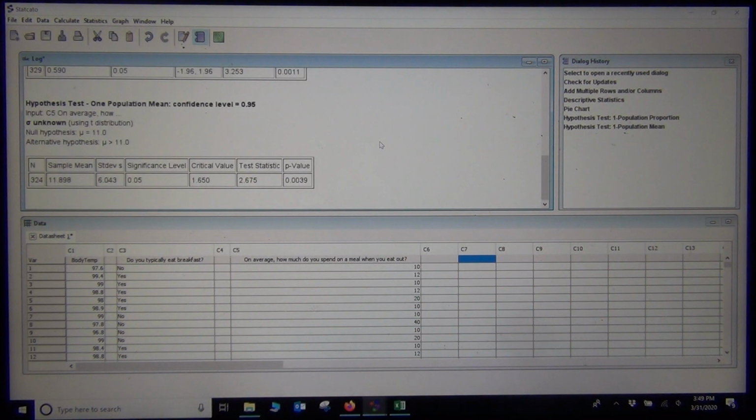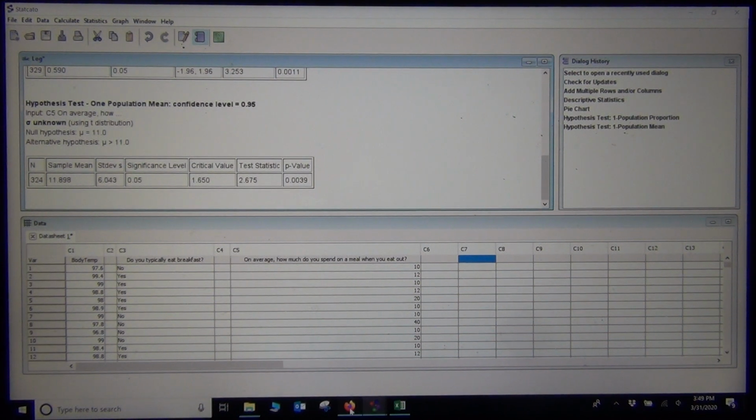All right. So there we go. So we see the test statistic right there. There's our critical value. Here's our p-value. Again, how did they get this number, right? Notice our sample size was 324. That means our degrees of freedom would have been 323.